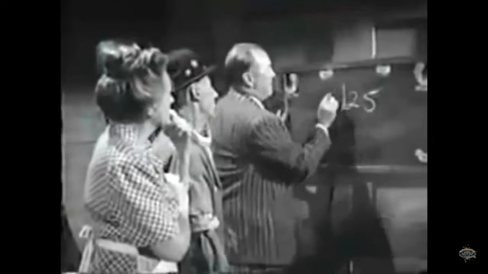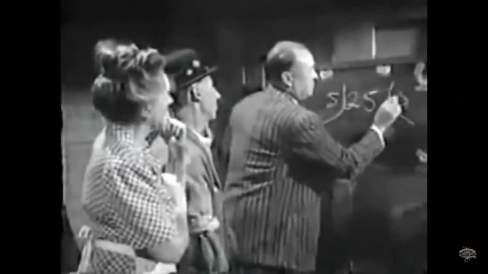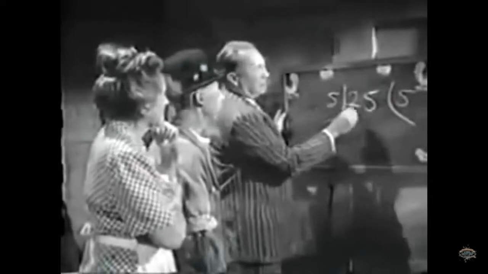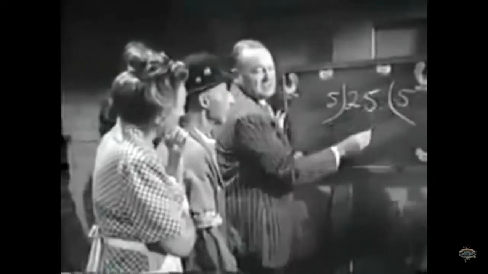Now, 25 divided by 5 is 5. You see, the 5 won't go into 2, will it? No. But 5 goes into 25 5 times, you see? No, you're wrong, Billy. Now, I'm pretty good mathematician.